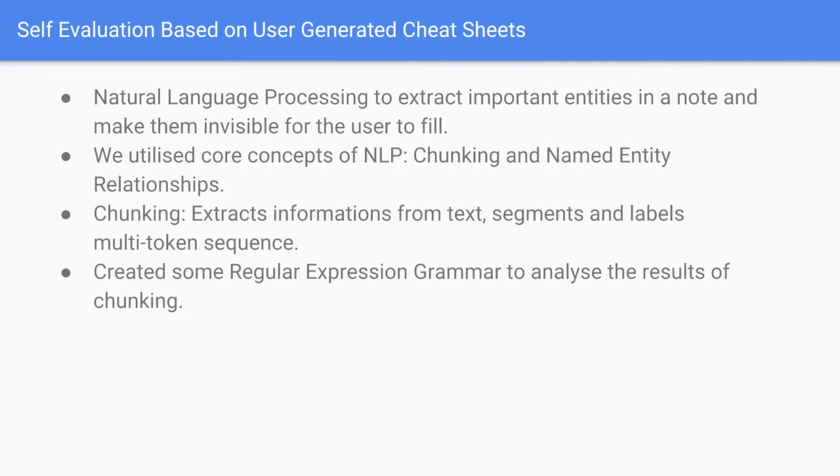The way we self-evaluate with the cheat sheet is that we use various NLP techniques like chunking and named entity recognition. We extracted the important concepts from created nodes, and we can make these important concepts invisible in a fill-in-the-blanks kind of exercise, and then we ask the user to fill them in. In this way a user can revise his created nodes.